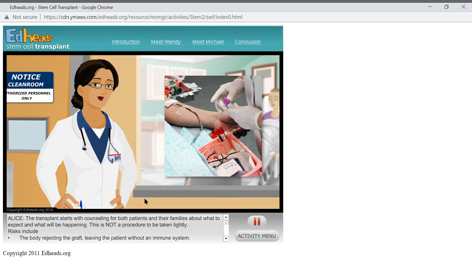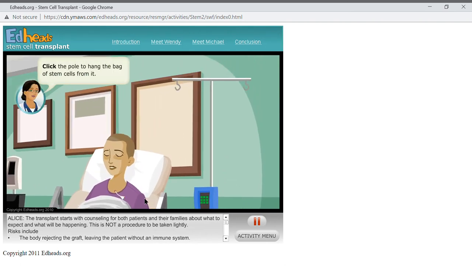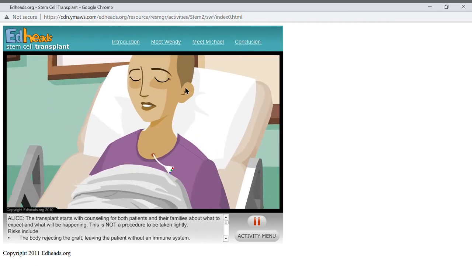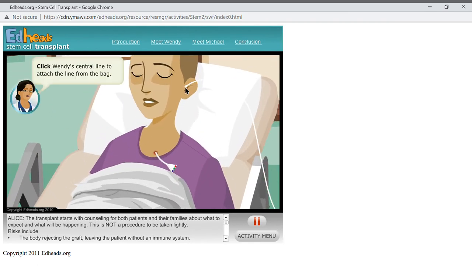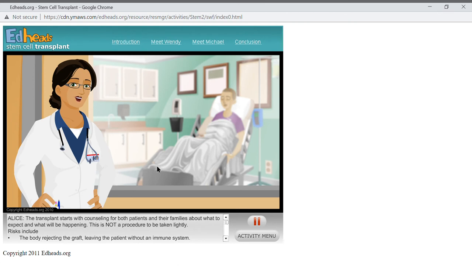The stem cells are given via IV over a period of about 2 to 4 hours. We introduce them slowly to prevent the number of cells in the IV bag from overwhelming Wendy's system and gathering in the blood vessels of the lungs. Hang the bag of stem cells from the pole. Then attach the line from the bag to Wendy's central line. This will feed the stem cells into Wendy's system, allowing the stem cells to migrate to the bone marrow and begin growing there. Now we wait. Wendy will need about 3 weeks to really begin growing new stem cells.